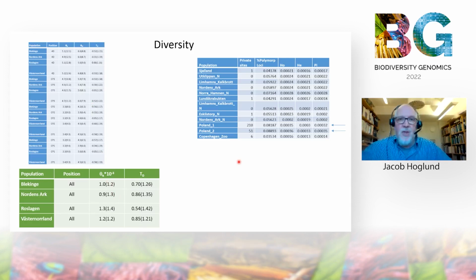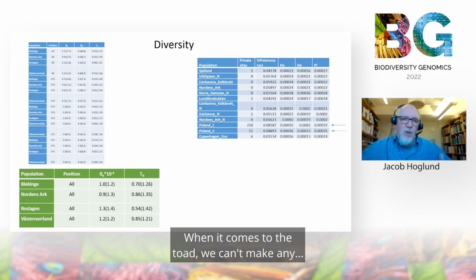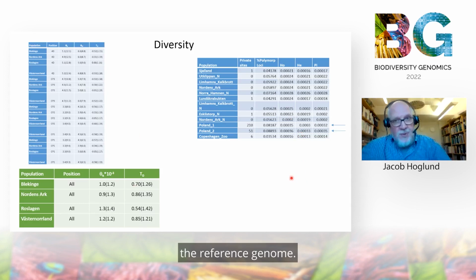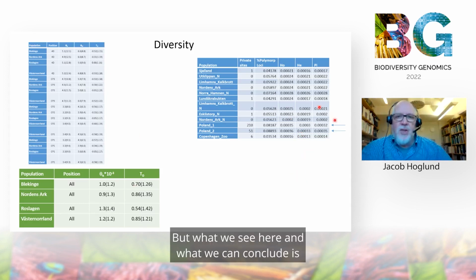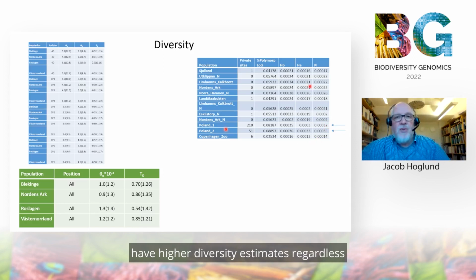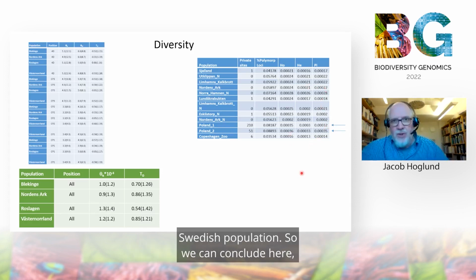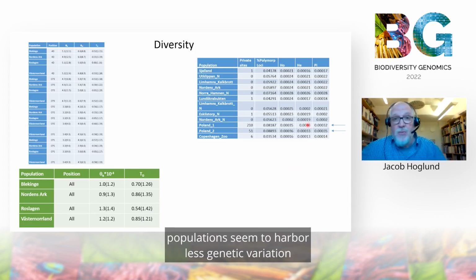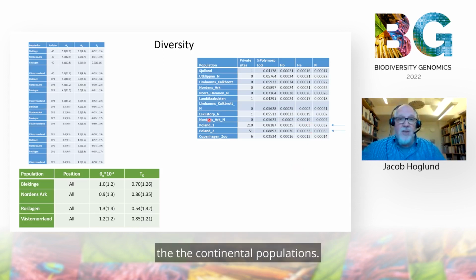When it comes to the toad, we can't make any comparison, since this is a de novo assembly and we have not had time to map it to the reference genome. But what we see here and can conclude is that two continental populations from Poland have higher diversity estimates, regardless of how we calculate them, as compared to the Swedish population. So in the case of the toad, Scandinavian populations seem to harbor less genetic variation than the continental populations.